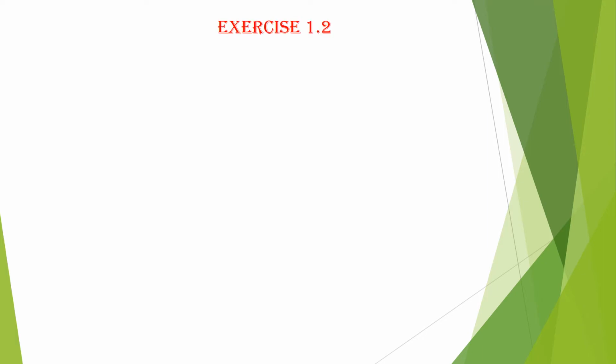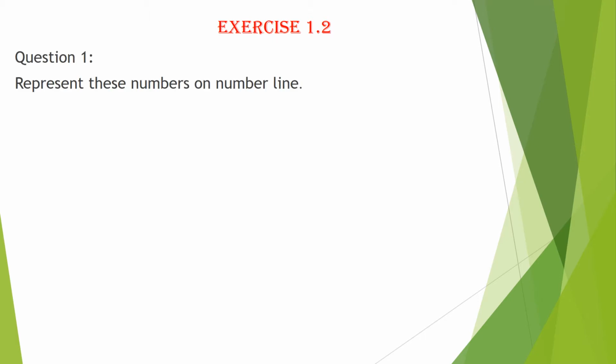This is rational numbers going on, and in this exercise we basically have two types of questions based on number line. Your first question says represent these numbers on the number line. You have shown integers on the number line as well as rational numbers on the number line. So we'll start with 7 by 4 as the first part, and the second part is minus 5 upon 6.